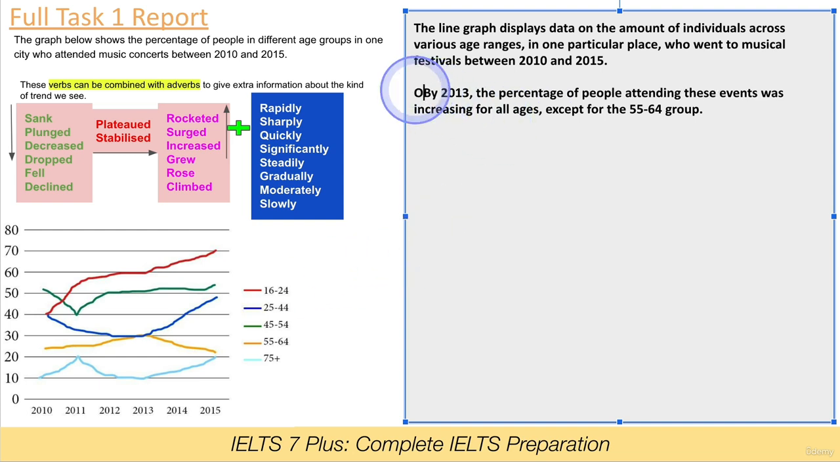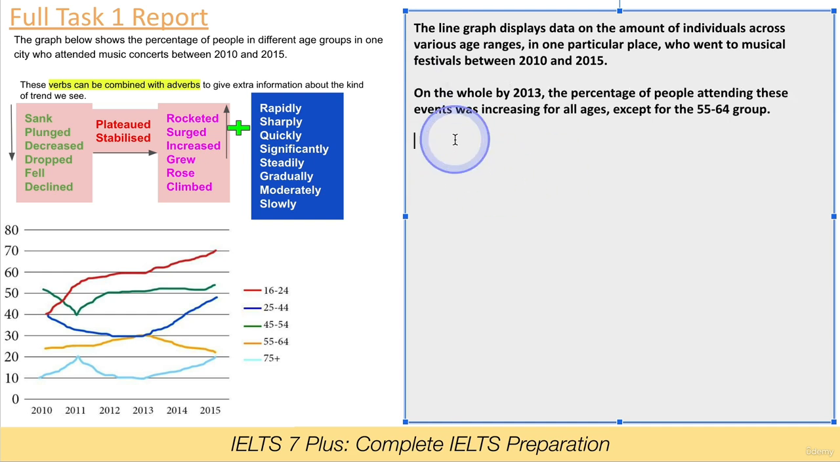Let's start with a nice phrase like, on the whole, by 2013, the percentage of people attending these events was increasing for all ages except for the 55 to 64 group. Okay, so I think we're ready to get started on our first grouping, which will be the first 3 years, 2010, 2011 and 2012.